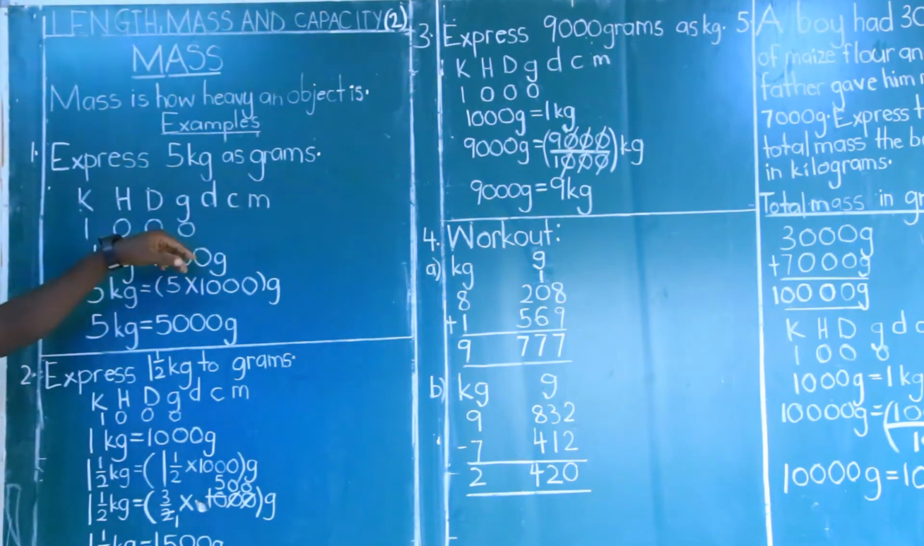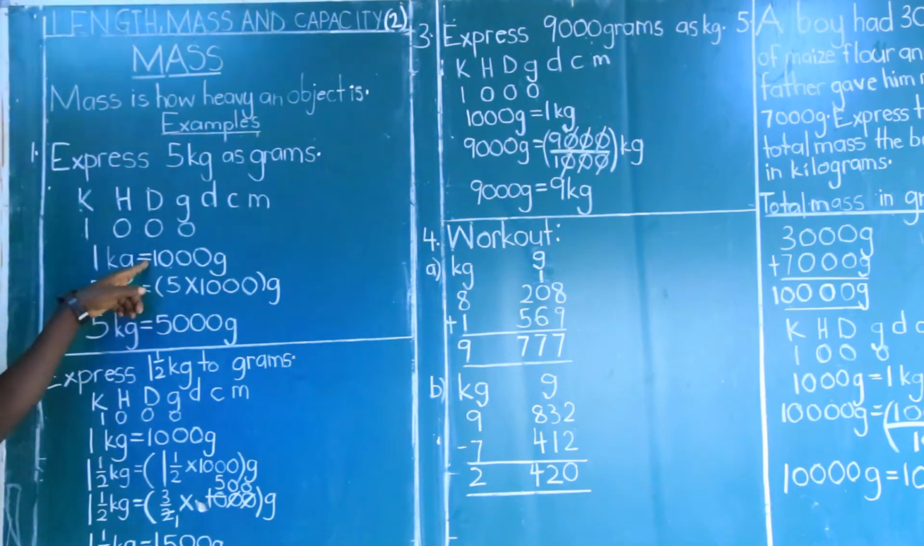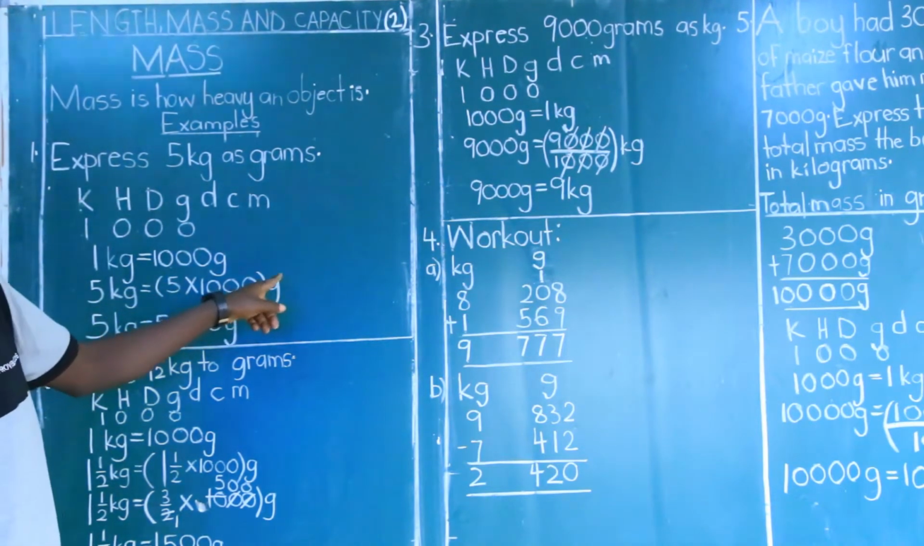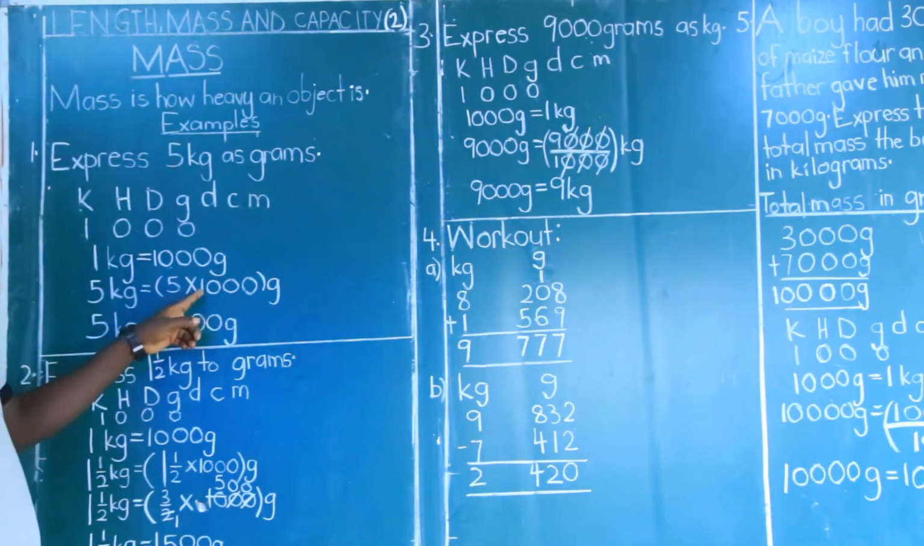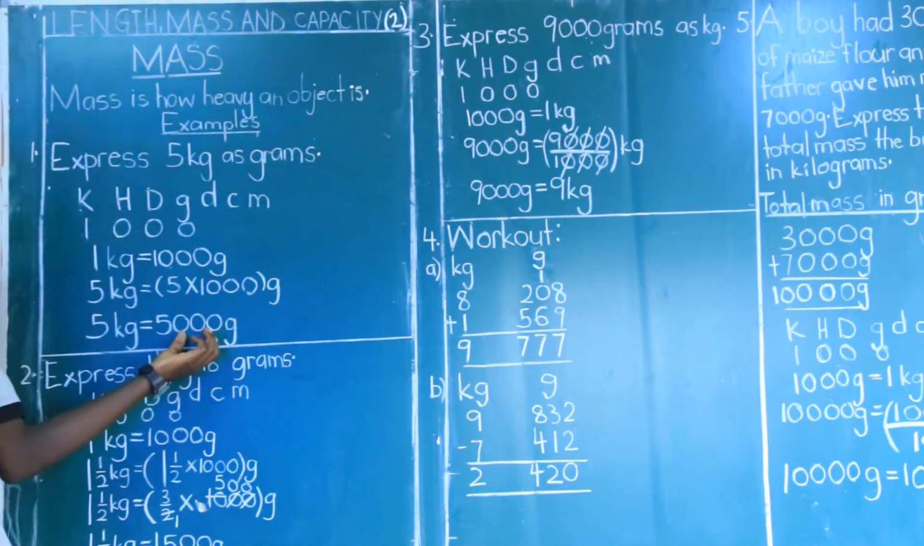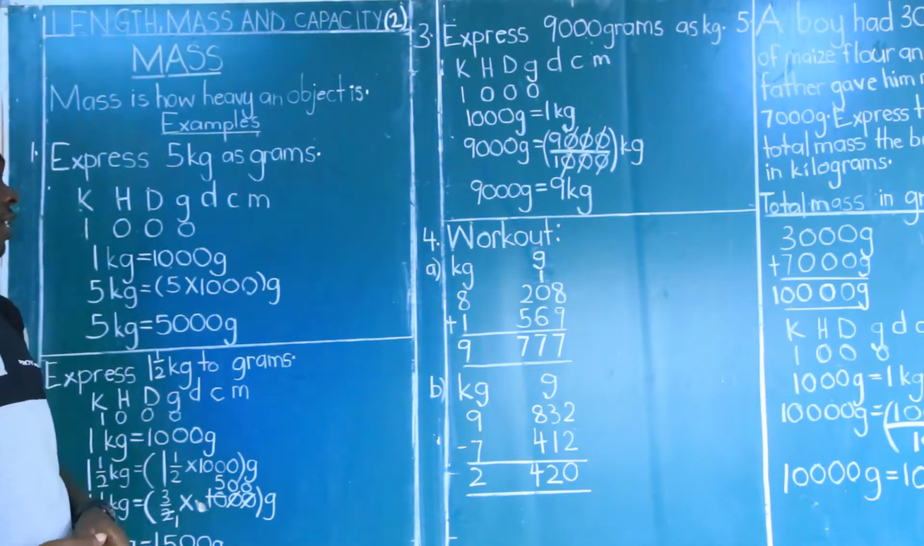Now we are talking about 2 units, kilograms and grams. Where K is, that's kilograms, write 1, then write zeros up to D. So you have developed a fact that 1 kilogram is equivalent to 1,000 grams. What about 5 kilograms? That is 5 times 1,000 grams. So you multiply 5 by 1, get 5, then bring down all the 3 zeros to make 5,000 grams. So 5 kilograms are equivalent to 5,000 grams.